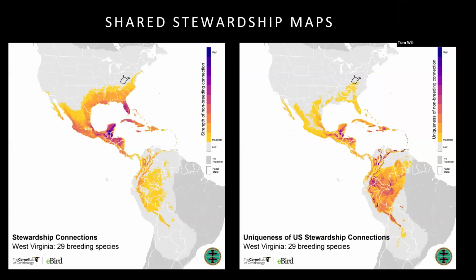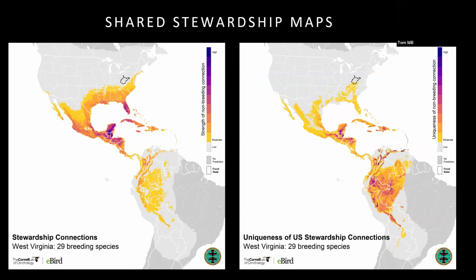And the last thing that I'll show is the shared stewardship connection maps that we've been working on in collaboration with Partners in Flight, and also with a lot of help from Deb Hahn and this working group. What we do is take each state that has a certain minimum percentage of the breeding population within that state. Then we do a bit of a weighted average for where the highest concentrations of those breeding species are.